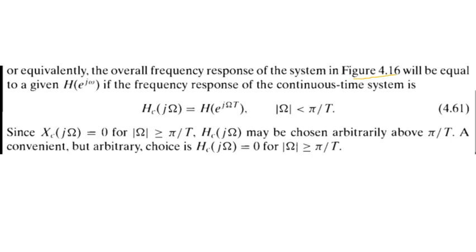So the continuous-time frequency response is equal to the discrete-time frequency response, since the spectrum of the continuous-time signal is 0 for omega greater than pi by T. So Xc j omega may be chosen arbitrarily above pi by T. So most of the time our frequency response is also 0 for omega greater than pi by T.